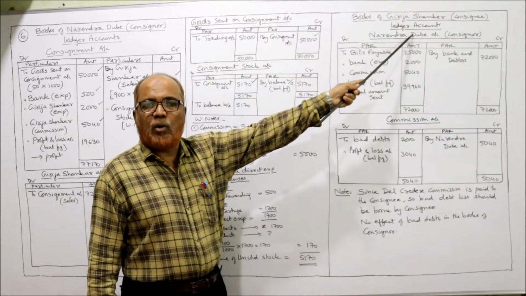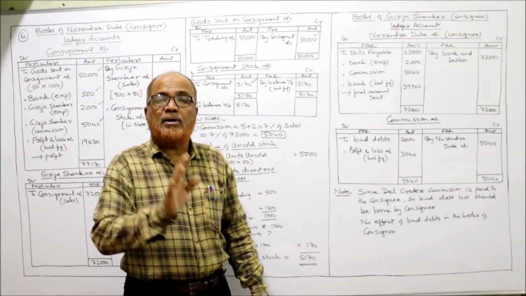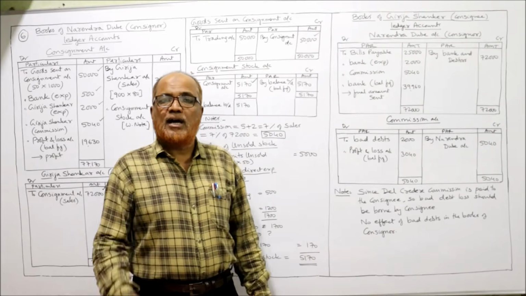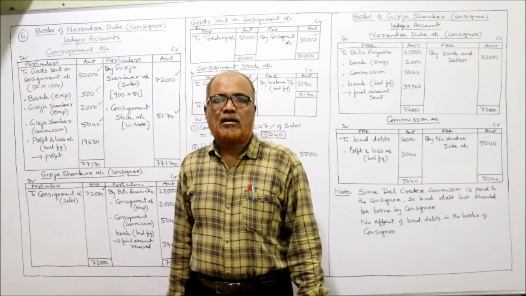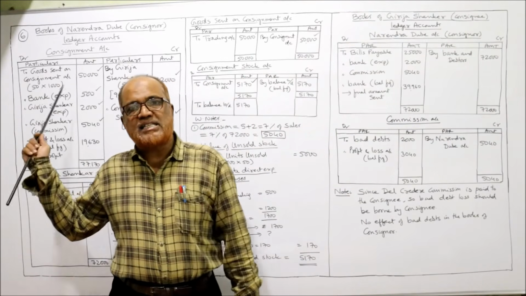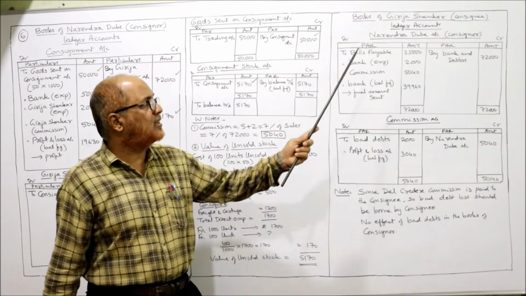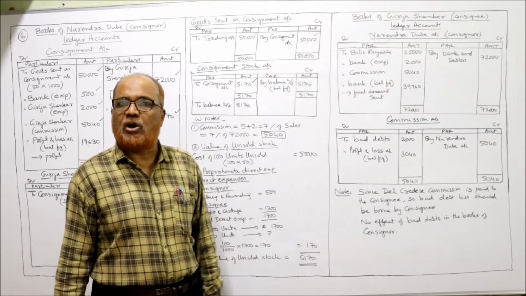The consignee will open only one account, Narendra Dubey. He will not open consignment account. Remember this point. Consignment account will be opened only by the consignor. Whereas the consignee will open only one account, that is the consignor's account, Narendra Dubey account. And one more account we are going to open here, commission account.